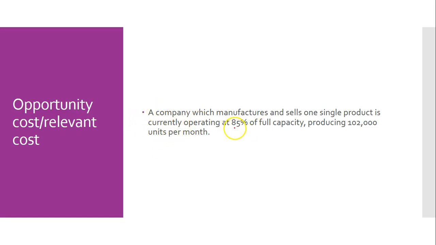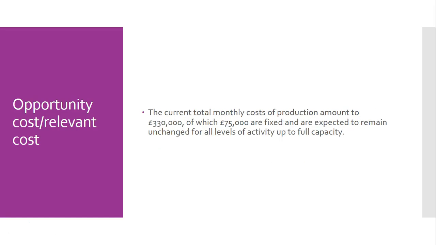So let's go through it quickly. We have a company that manufactures and sells one single product, and this business is currently operating at 85% of full capacity. So it has 15% capacity to make things. It's currently producing 102,000 units per month. The current total monthly costs of production amount to 330,000, of which 75,000 are fixed.